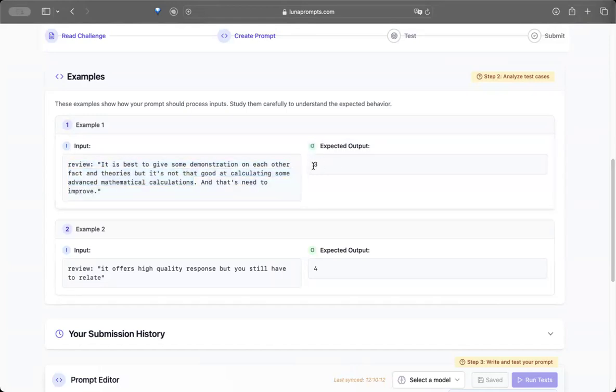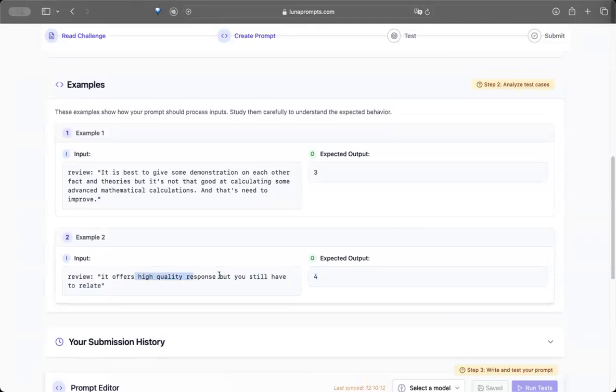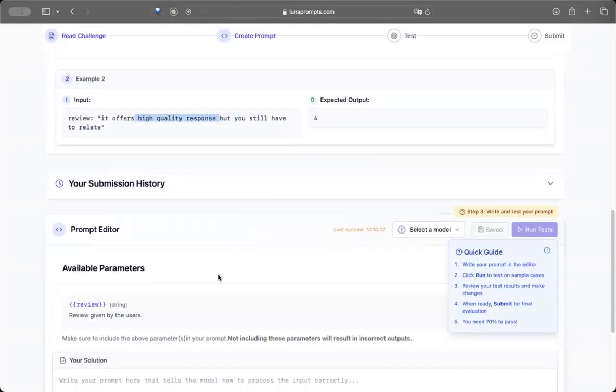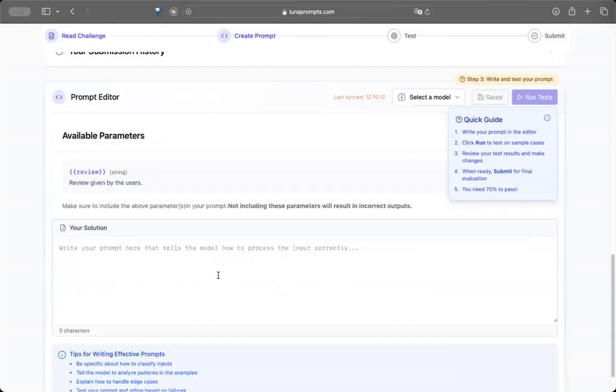And what we expect out of here is for a classifier to map it as 3, which would be neutral. So here we have an input. It offers high quality response, but you still have to relate. I'm not entirely sure what that means, but that should be positive. So, I guess the positive comes from high quality response. So let's go over how we would solve this problem.